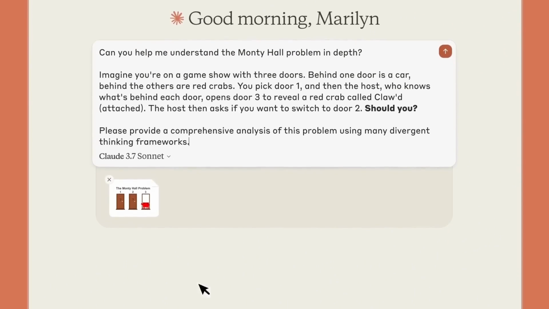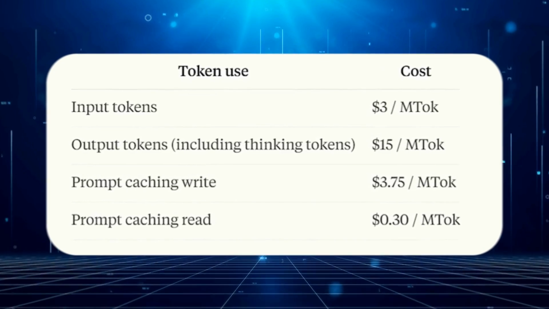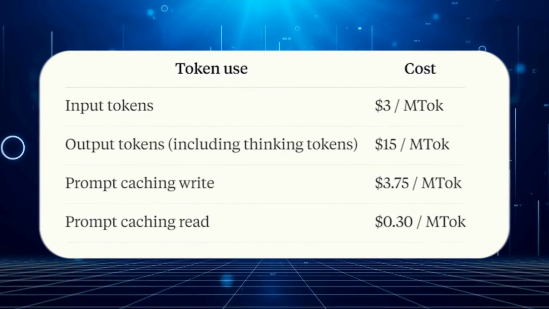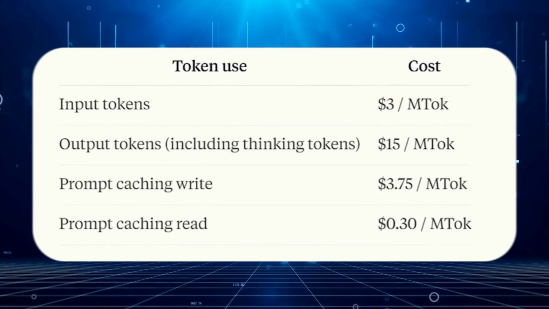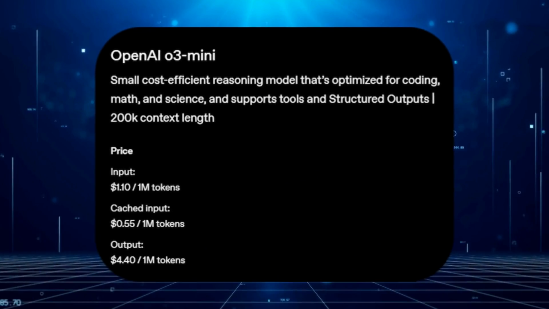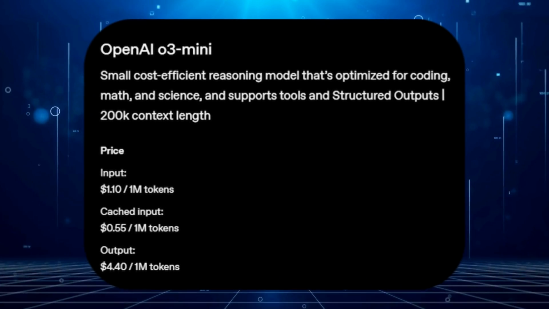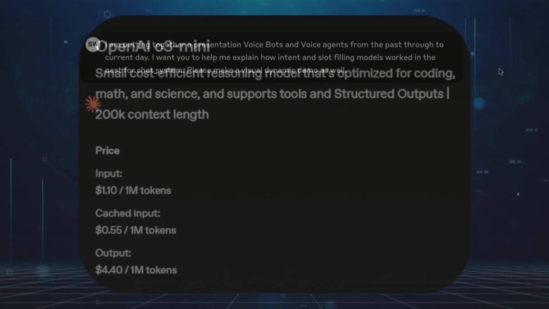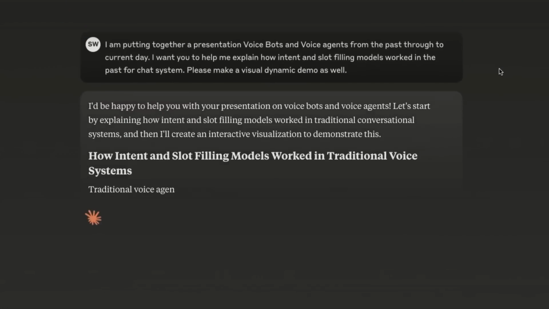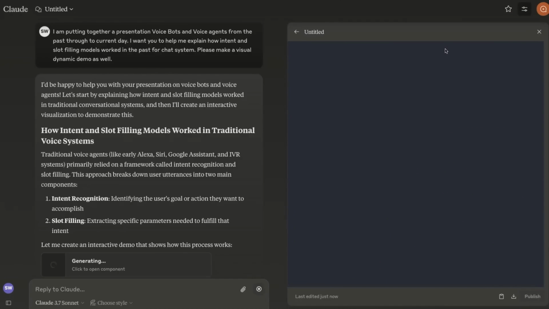Price-wise, it's interesting. Anthropic says it'll cost you $3 per million input tokens and $15 per million output tokens, which also includes the thinking tokens in extended mode. If you're trying to compare it to something like OpenAI's O3 Mini, Claude 3.7 Sonnet is pricier, about 4 times more expensive. But they say you can get discounts if you do a lot of prompt caching or batch processing, so it might balance out depending on your usage.